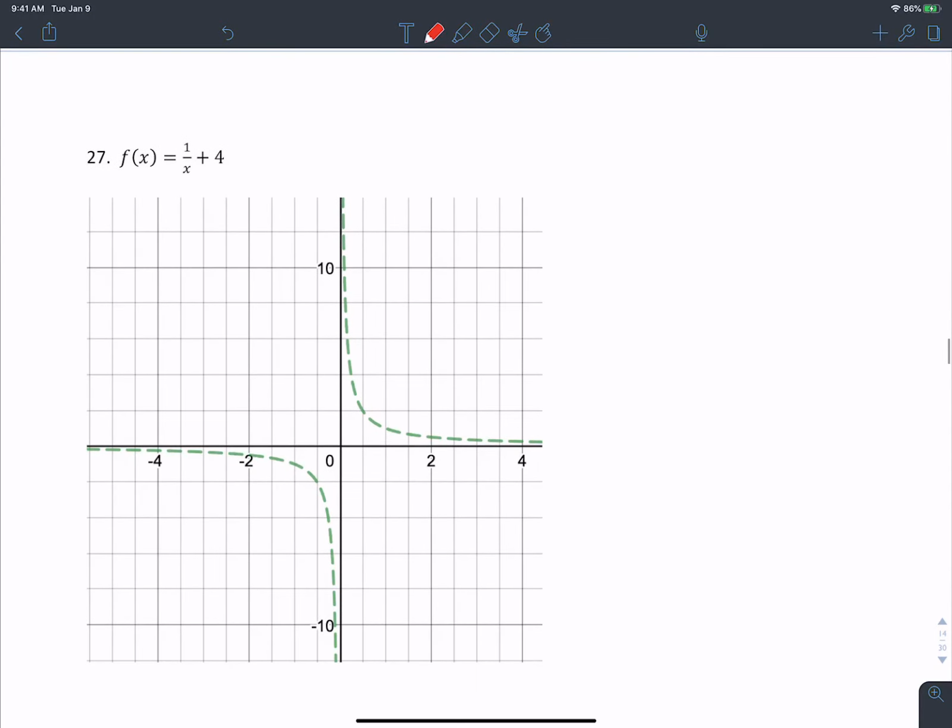Let's go back to 1 over x. So this next problem here, we got the 1 over x curve, and it's outlined already. But because we have plus 4 means we have to shift up 4 units. Because plus is an upshift for 4, so we move every point up 4.